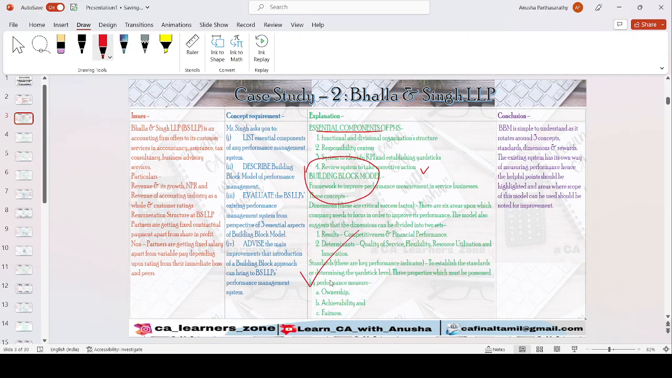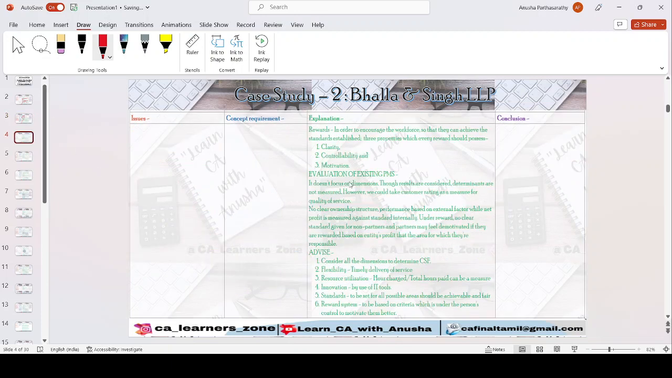What are the key performance indicators? Ownership, achievability, and fairness. The rewards would be clarity, controllability, and motivation. Okay, this was with regard to the case study. You can read it out. Then advice, again with respect to the case study.